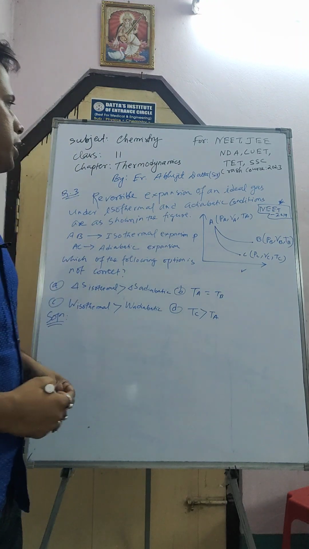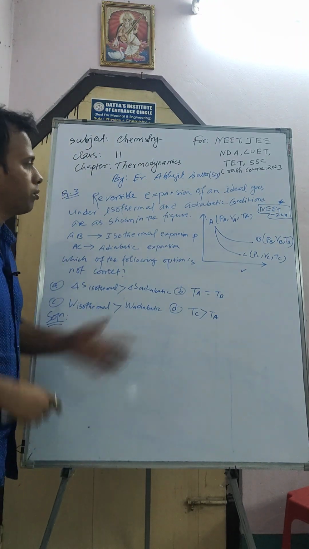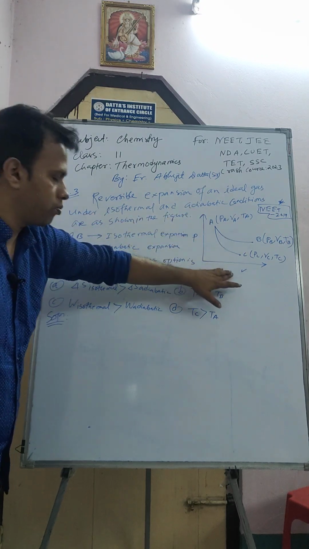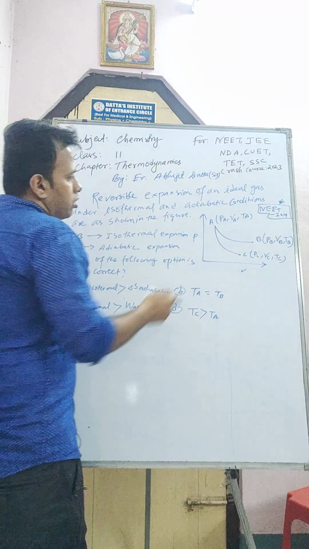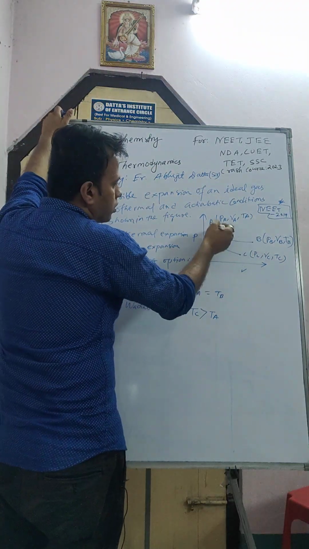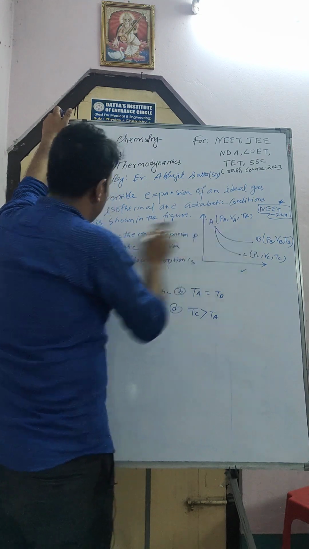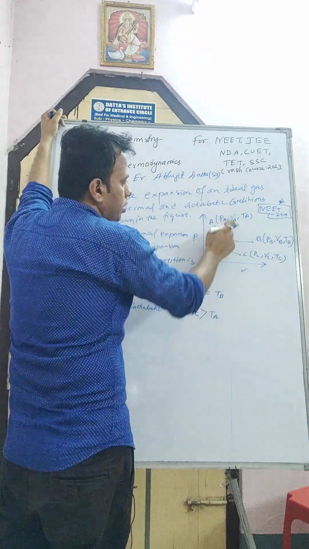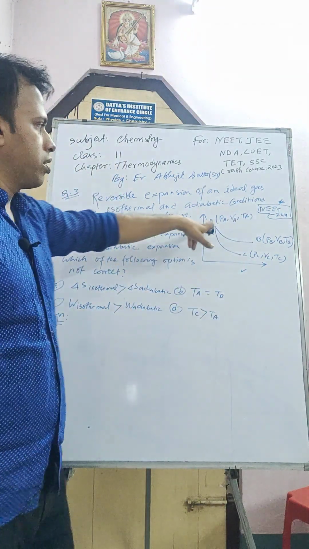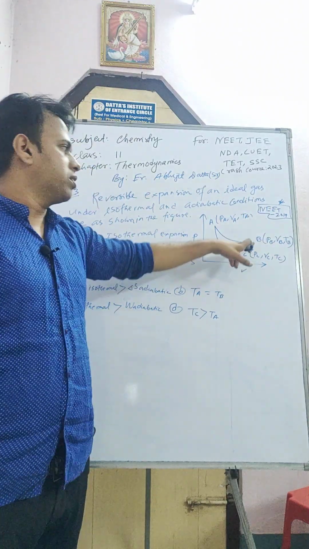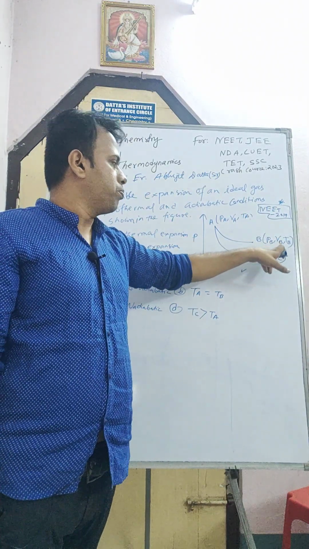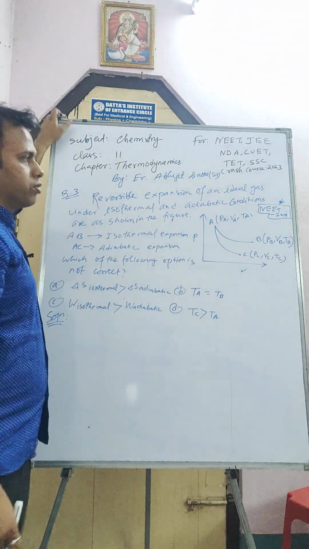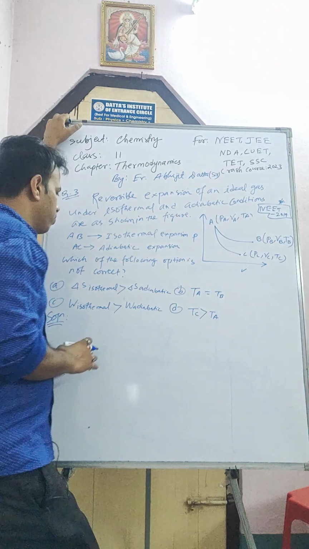The question is like that: reversible expansion of an ideal gas under isothermal and adiabatic conditions are as shown in the figure. This is the figure, this one is pressure, this one is volume. So this graph represents isothermal expansion, that is A to B. A to B is isothermal expansion and A to C is adiabatic expansion. Okay, the coordinates are PA, VA and TA. Here is PB, VB and TB. And here is PC, VC and TC. Okay, these are the thermodynamic variables at 3 different points.